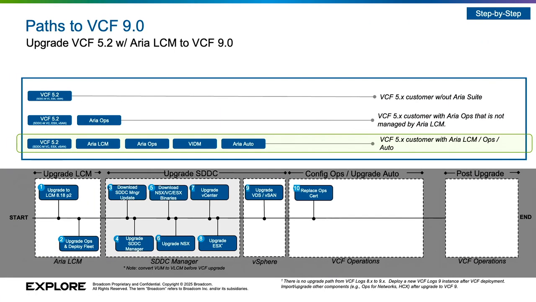Now that I've replaced that certificate, I can go into the fleet management and download binaries. Okay, but didn't we already download binaries? Remember, we went into the SDDC manager, we downloaded binaries. That's for vCenter, for NSX, for ESX. There's three of them: vCenter, NSX, and ESX.